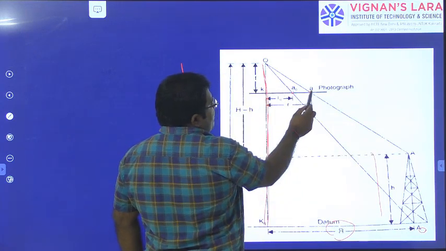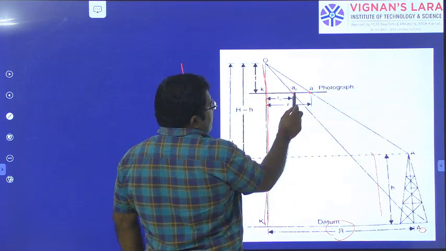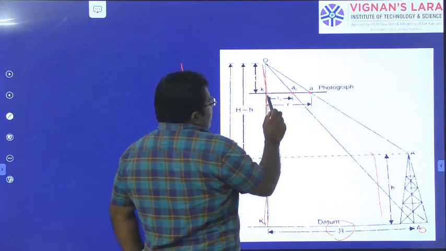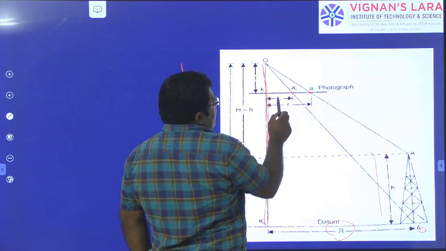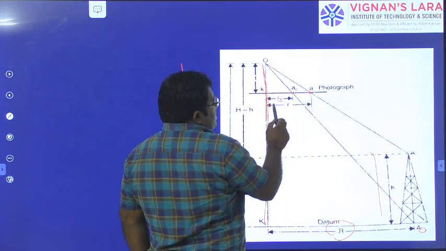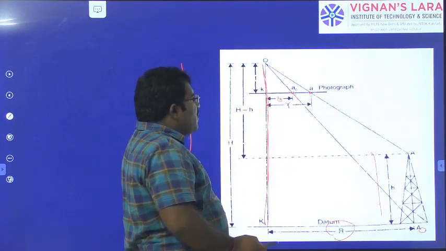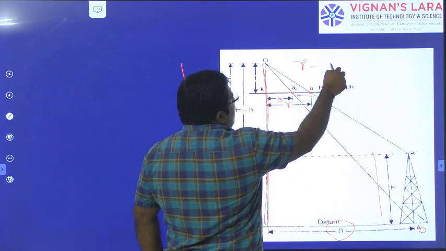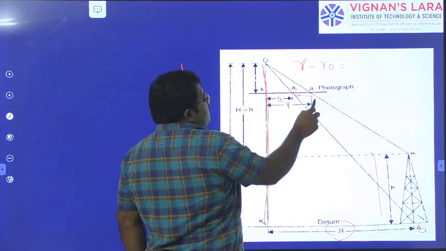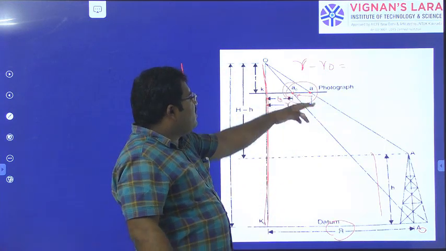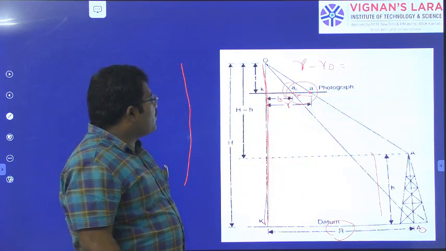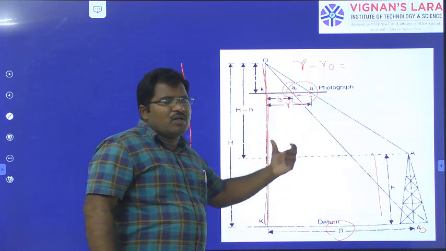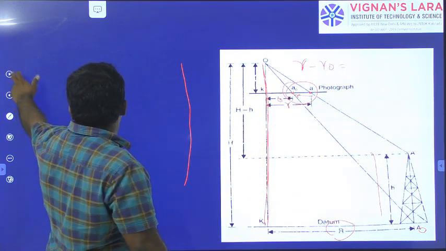Capital A on the ground becomes small a on the photograph, and the bottom capital A0 becomes small a0 on the photograph. From the center, the radius of a0 is given as r0 and the position of a is given at r. Whatever the difference is, r minus r0 is going to give us the relief displacement here. We have to know this now, then only will we get exact values, right?